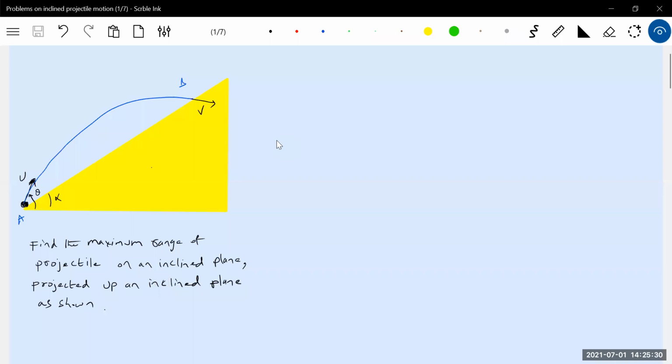Can you remember we had a discussion of maximum height and range. Here, what is the maximum possible range and what conditions does it depend on? Maximum range of projectile on an inclined plane means AB should be maximum. For what condition will AB be maximum? It is projected with a speed u at an angle theta. Look at the theta, theta is measured with respect to horizontal.